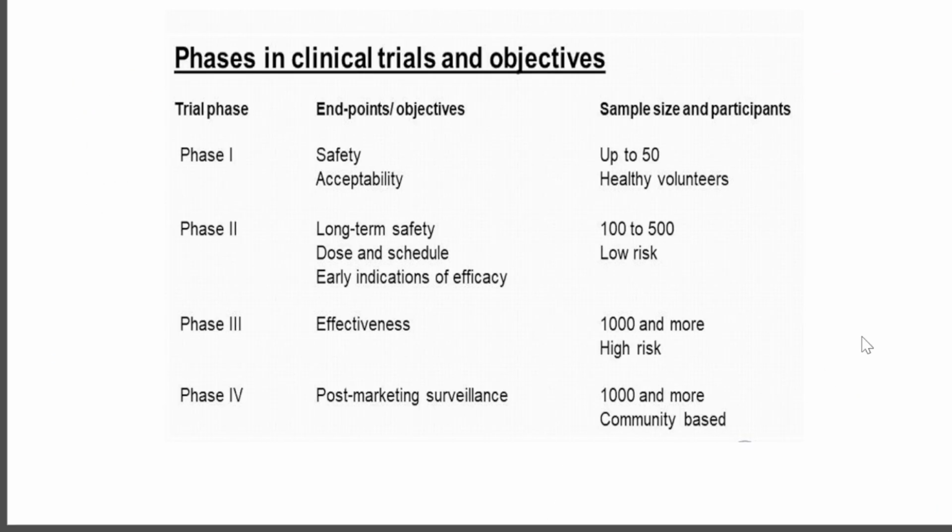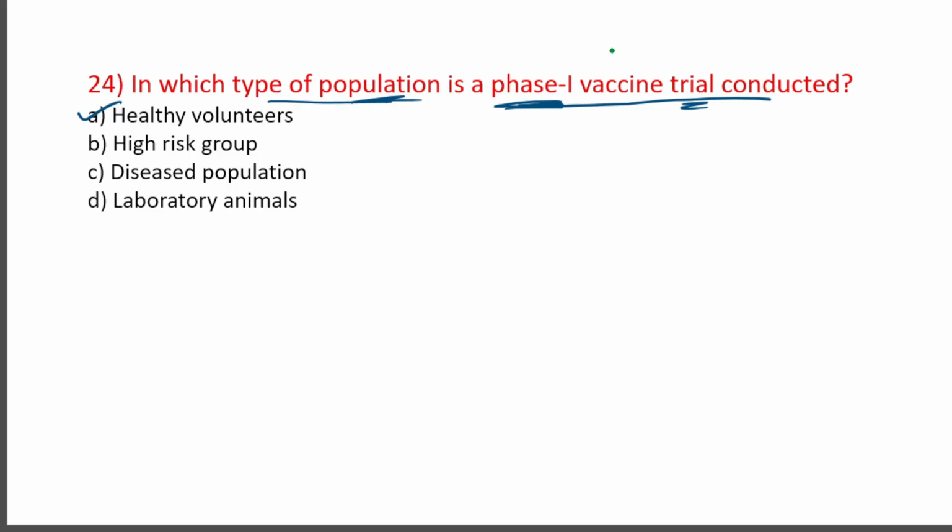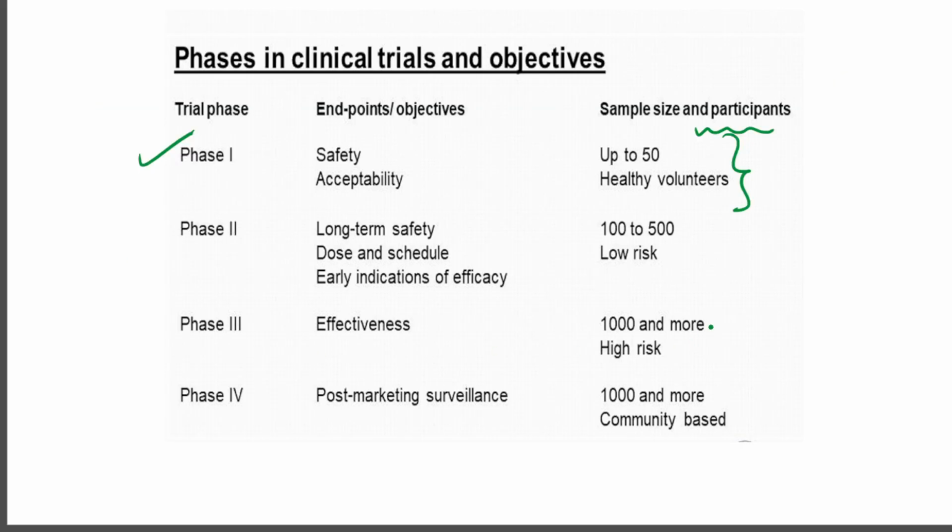See the chart over here. This chart speaks about the phases in clinical trials and its objectives. In phase 1, the type of participants are the healthy volunteers. So therefore we have taken this as our answer. In phase 1, healthy volunteers. Whereas the high risk group belong to phase 3. Now see the chart over here. High risk belong to phase 3.